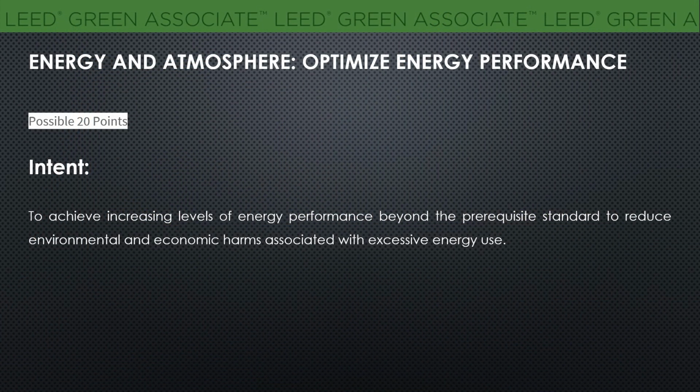So the credit associated with this prerequisite is optimized energy performance, with 20 points. In the initial slides, I mentioned 18 points for this credit. It was a small error, because an update happened in 2024. That's why its points changed. So the intent is to achieve increasing levels of energy performance beyond the prerequisite standard to reduce environmental and economic harm associated with excessive energy use.